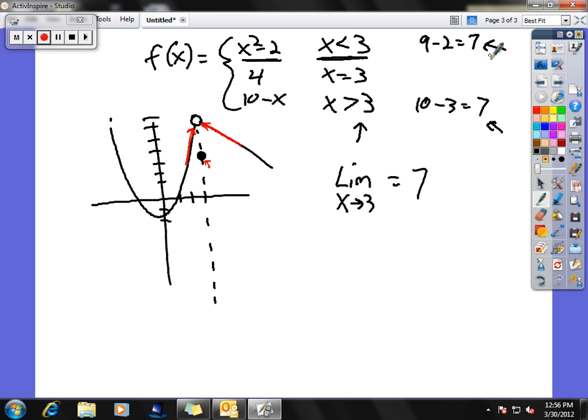Is that all we need for that? Yeah. Okay. What does this point do? Well, this point, it doesn't do anything for limits. But if you were asked what f of 3 is, that's the function value. That's any closed dot or any part of the function at x equals 3. So that would be 4. But that doesn't have anything to do with the limit. Okay.